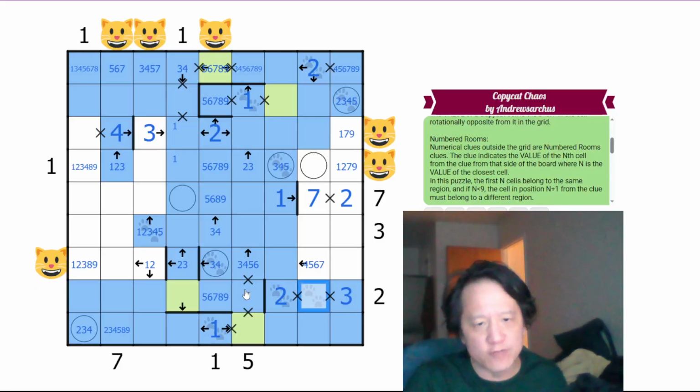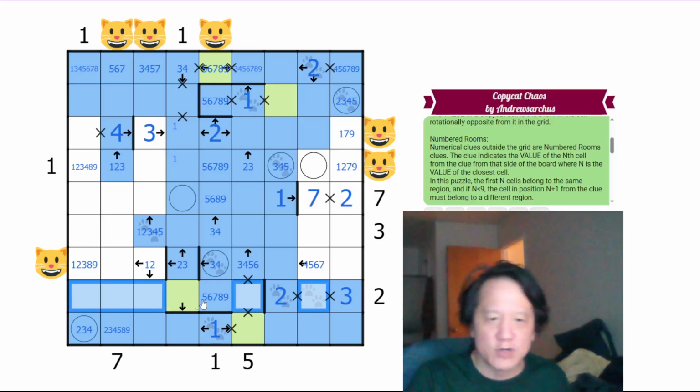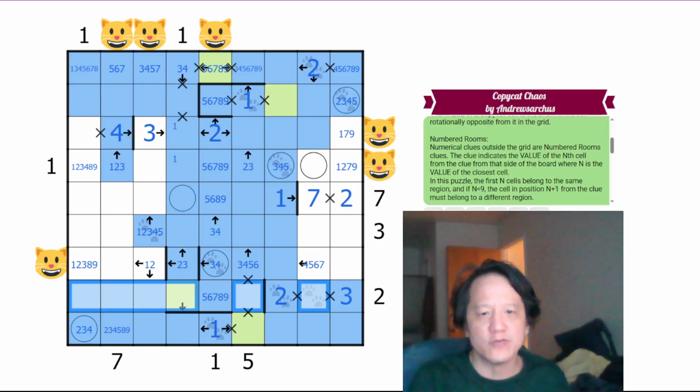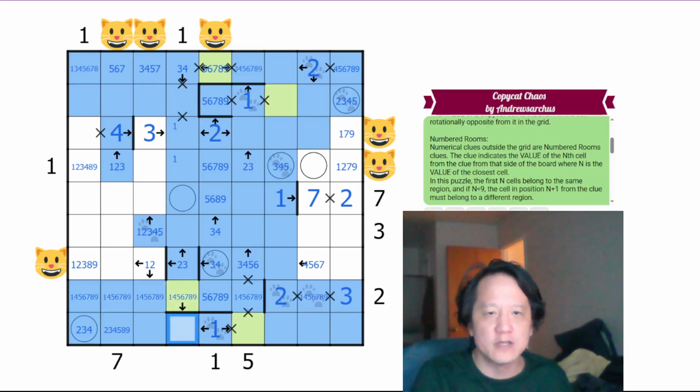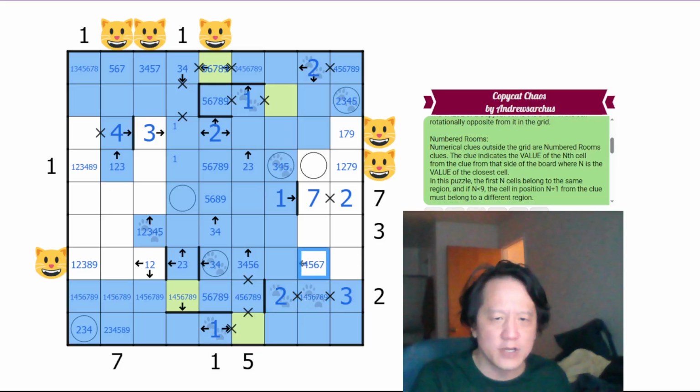Remaining digits of row 8. Let's do all of them. 1, 4, 5, 6, 7, 8, 9. No 1 here. No. Oh, this is 2 away from the copycat cell, so this must be here. So this is a copycat cell, and these are in the same region.